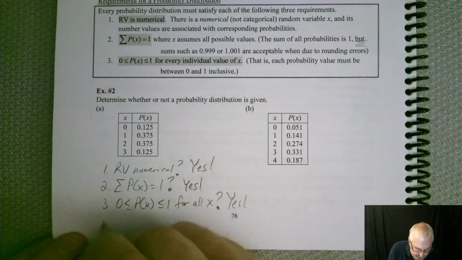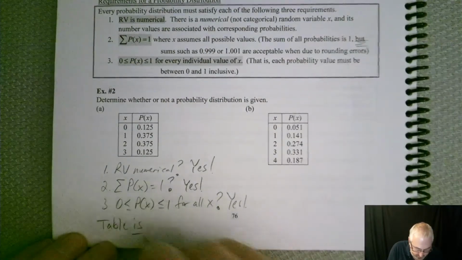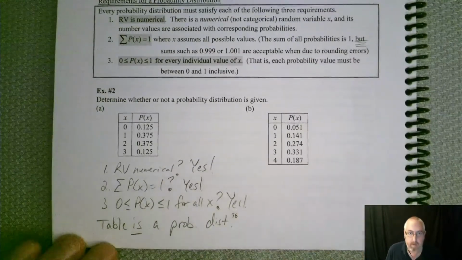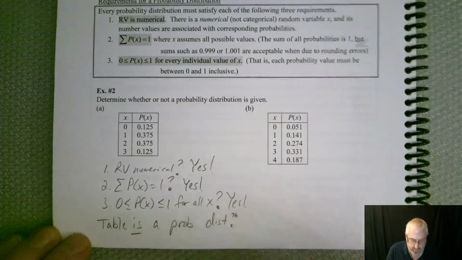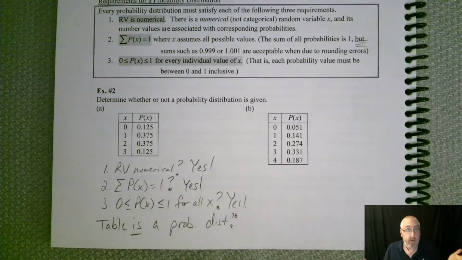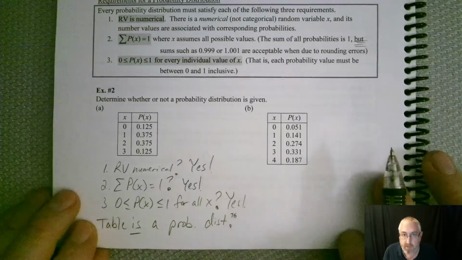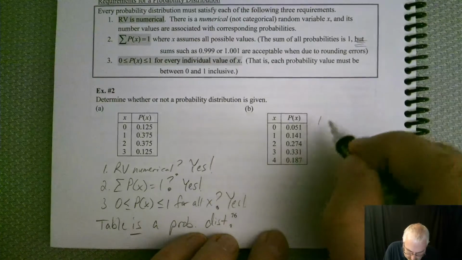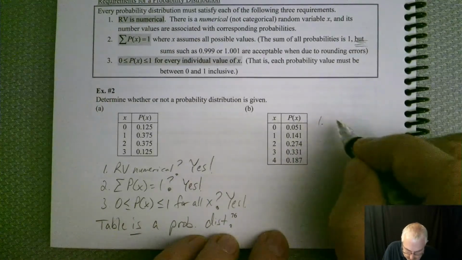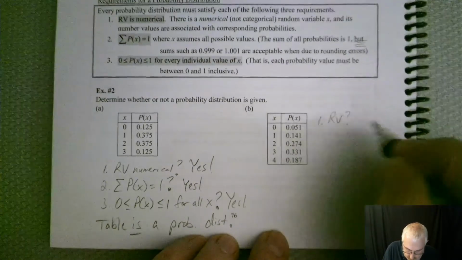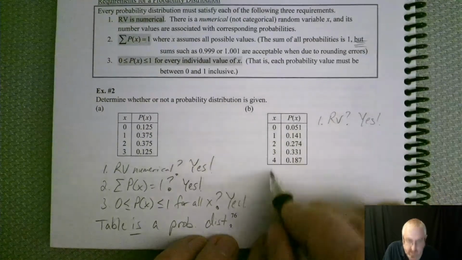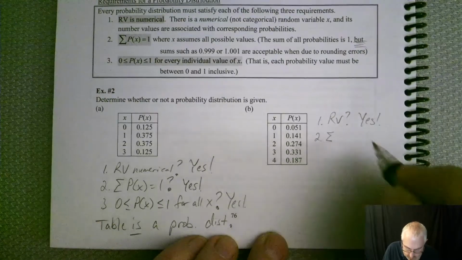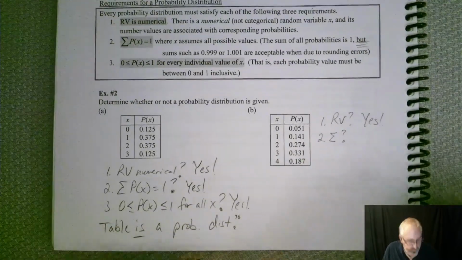So the table is a probability distribution. It's pretty quick, right? Let's do it one more time just to see it in action again. Number 1, I'll write it over on the side here. The random variable, that's a yes. We can see that. Number 2, the sum. Well, we have to add them up.